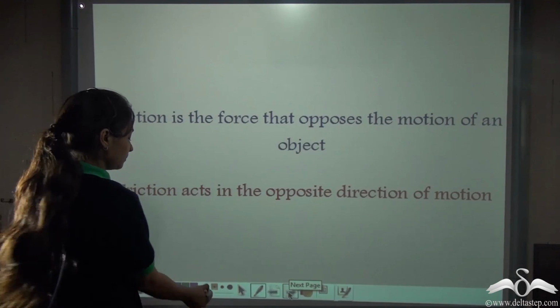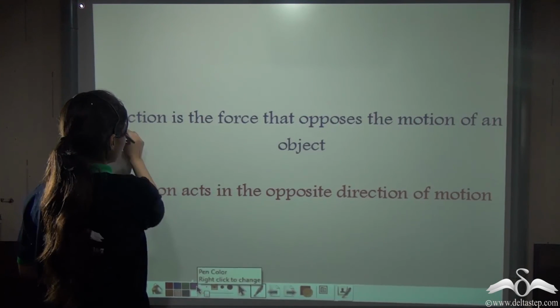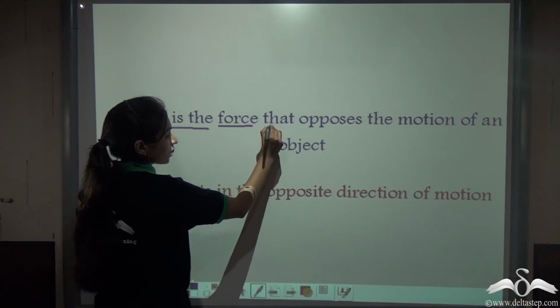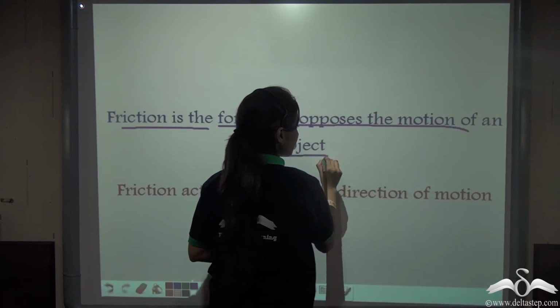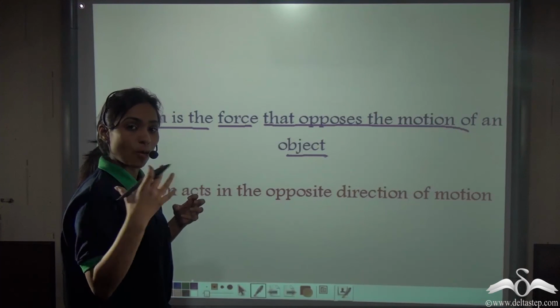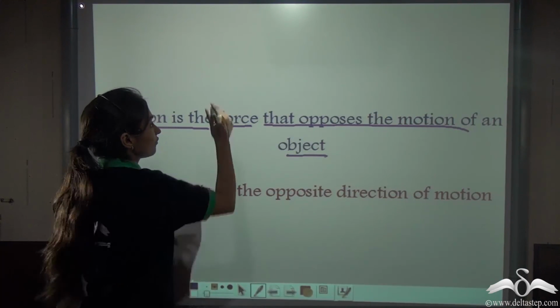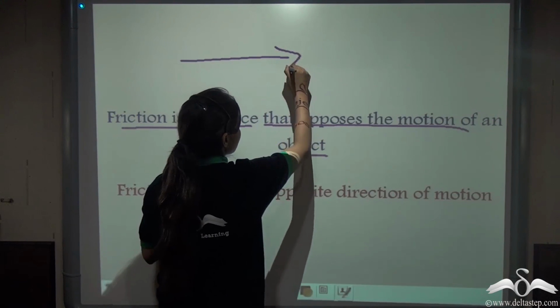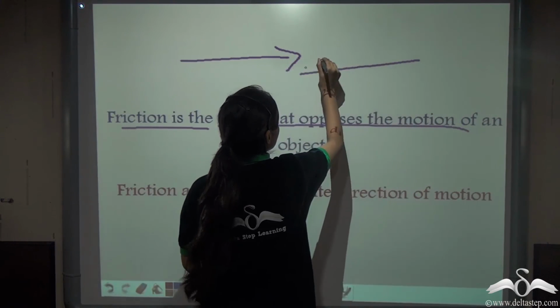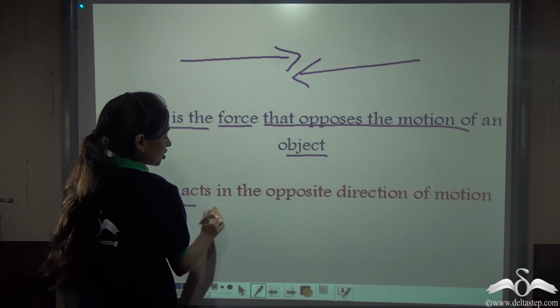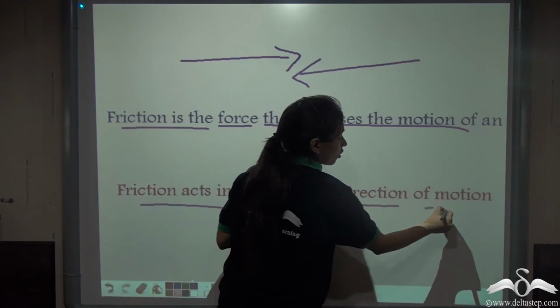So what did we learn? We learned that friction is the force that opposes the motion of an object. It acts from the opposite direction because it has to oppose the motion. So if the direction of the motion is this, the force of the friction will act like this. So we can say friction acts in the opposite direction of motion.